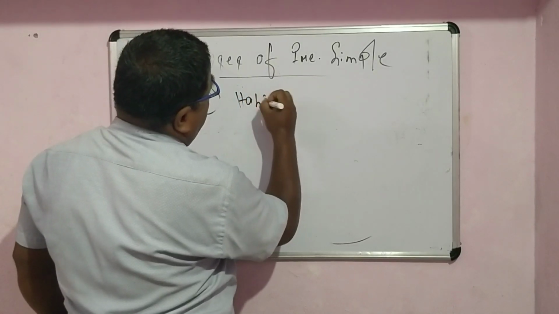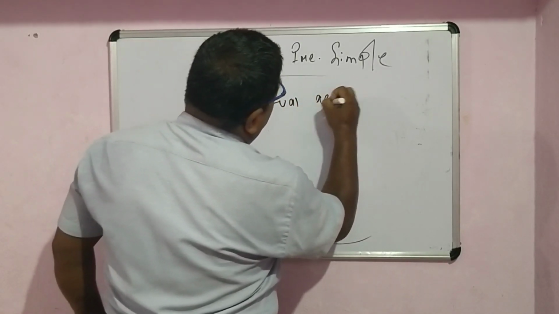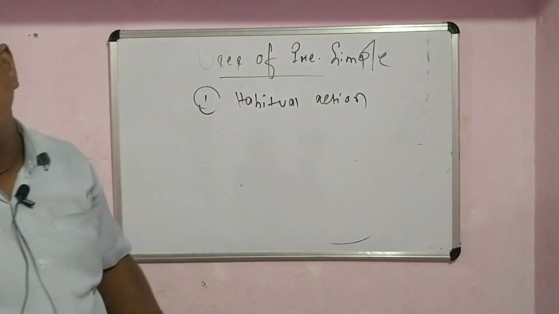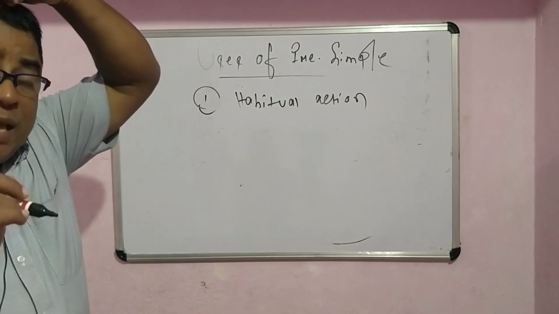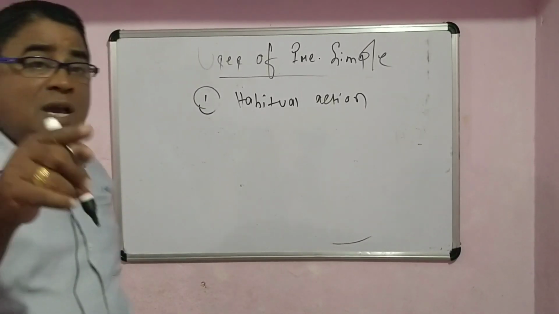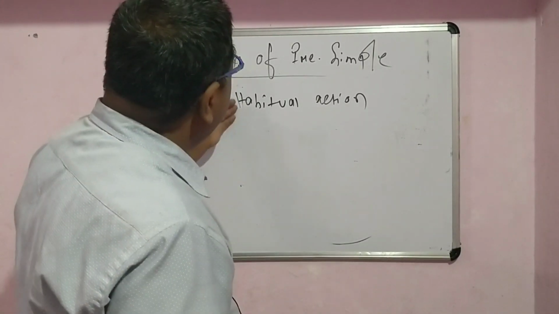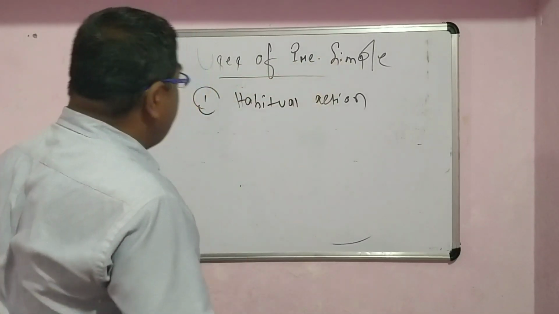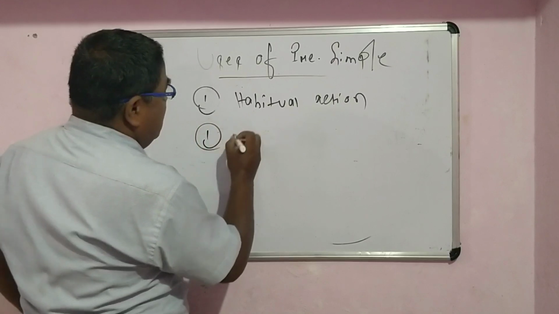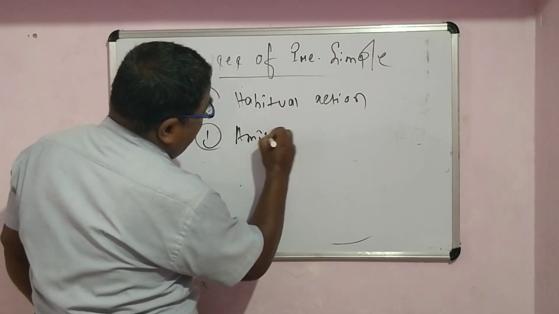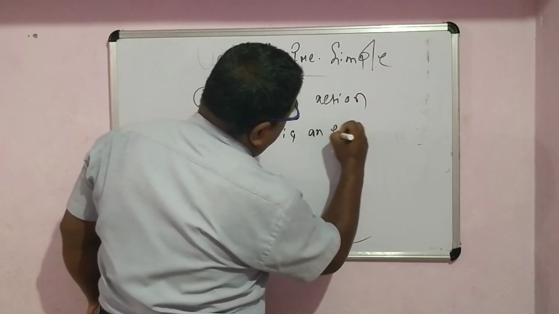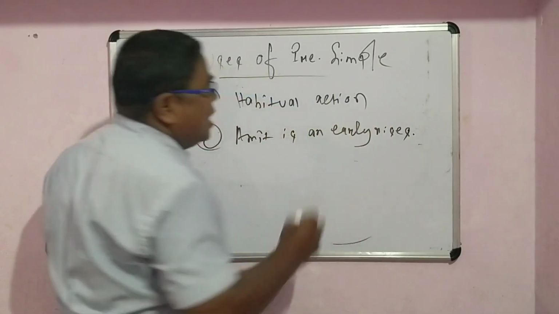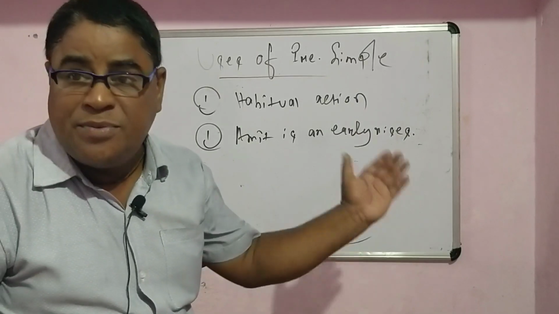What is habitual action? Remember, habitual action means something which you have been doing for quite a long time. When we do something for quite a long time, it becomes our habit. So when we refer to some habitual action, you can also use the present simple. Habitual action means, if I say, Amit is an early riser, that means everybody knows that Amit rises early.